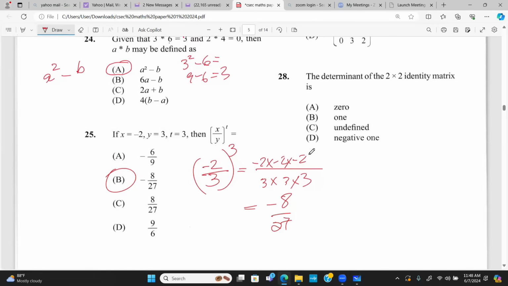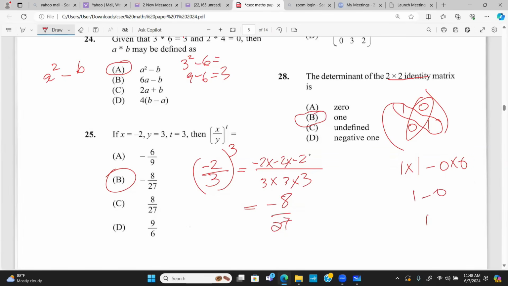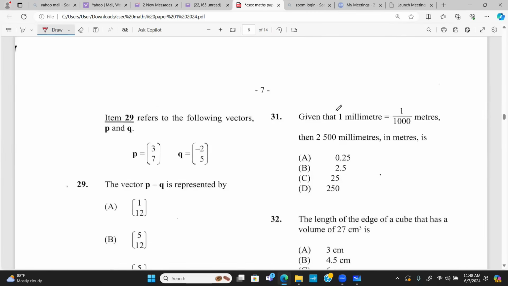27. The determinant of a 2x2 matrix is 0. Oh, my bad. Let me reread it. It said the determinant of the 2x2 identity matrix. This is the identity matrix, if you don't remember. And the determinant is going to be the product of this minus the product of that. So 1 times 1 minus 0 times 0. 1 minus 0, 1. All right? Determinant is 1. So as long as you remember what the identity matrix is.